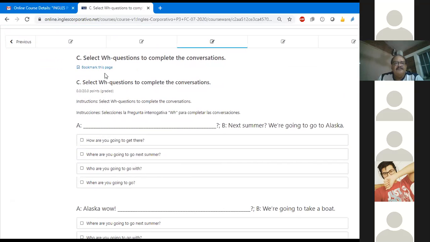Here it says, select WH questions to complete the conversations. Aquí hay que escoger una de estas que vaya de acuerdo a this answer, right? How are you going to get there next summer? No, ¿verdad? Where are you going to go next summer? Okay, esto tiene sentido. The letter B dice, next summer.